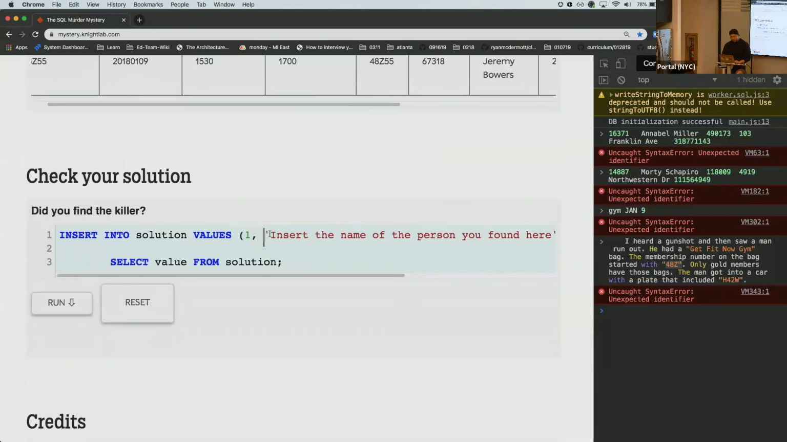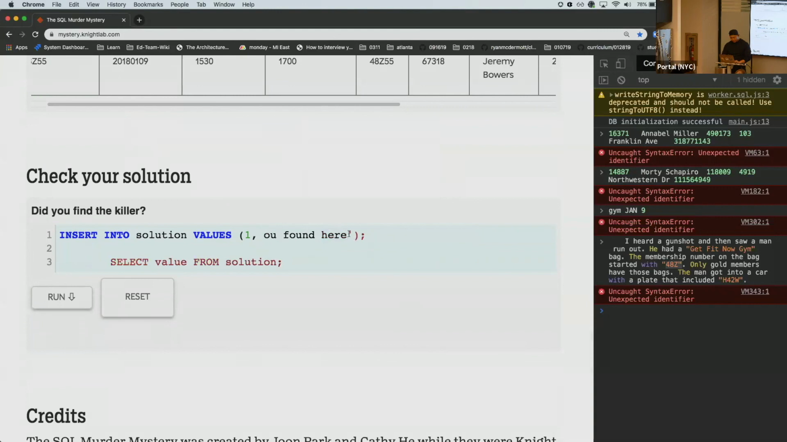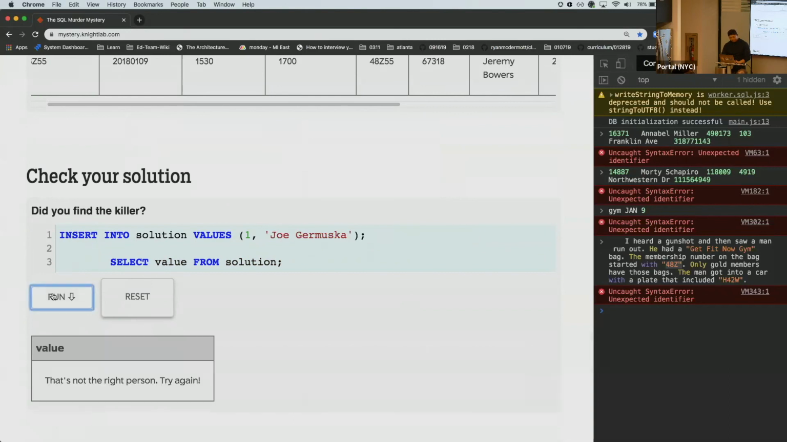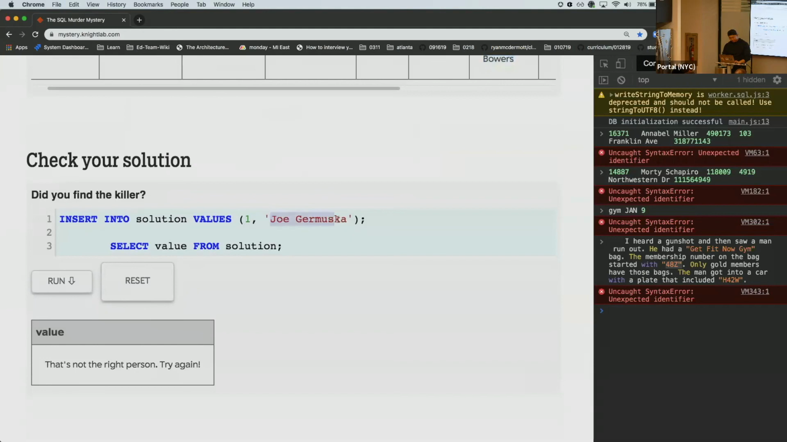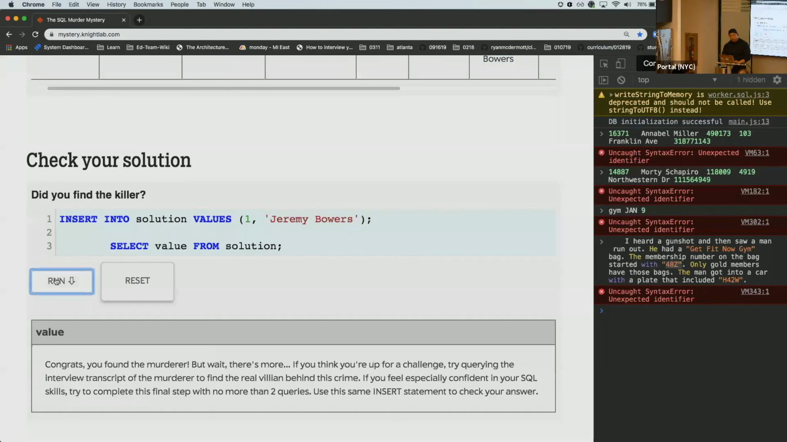All I'm going to do is take this and blindly guess. Was it Joe G? Boo. Was it Jeremy Bowers? Oh, my goodness, we did it. We had solved it. Unbelievable. If only the police had SQL. It'd be crazy. Wow, right on time. Amazing. Expert SQL sleuth work.